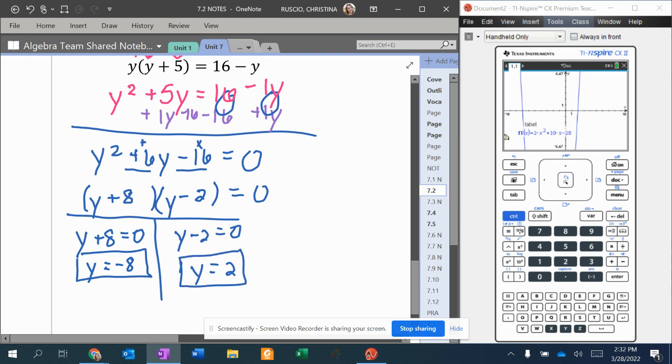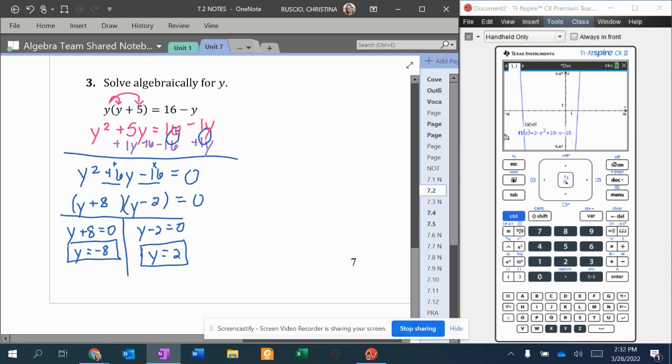Now, some of you might say, Mrs. Ruscio, if I graph this, what do I type in the calculator? You would actually have to type in x's here, because otherwise the calculator wouldn't know what to do.